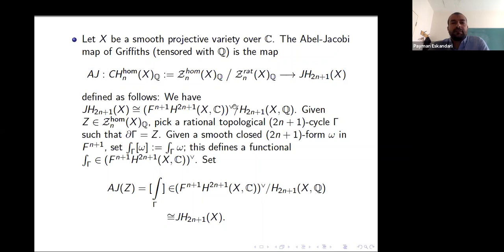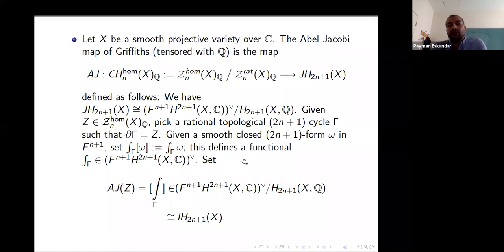So that becomes now functionals on F^{n+1} of H^{2n+1}, the dual of that, modded out by rational homology. So just a little bit of abusive notation here. We're taking here, by this I mean the image of this in this dual space, of course. So this intermediate Jacobian can be identified with this quotient.